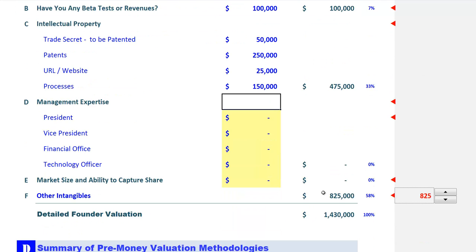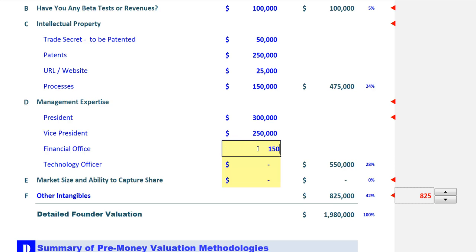All right, how about your managers? If they were earning $100,000 last year and they were successful executives in a startup, I wouldn't put their $100,000, I'd put $300,000. Because after all, it's not their salary, it's what they do with their time. And maybe the vice president's worth $250,000. And maybe the financial officer's worth $150,000.